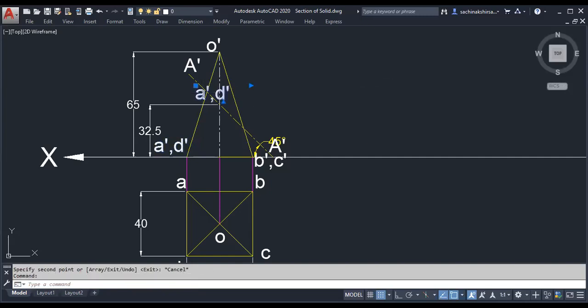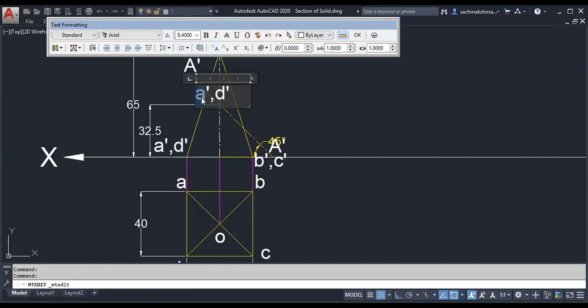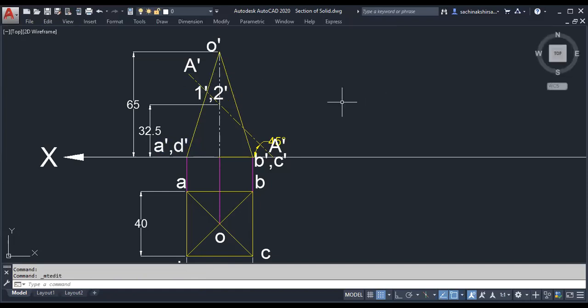That's why I will give 2 names, 1 dash and 2 dash. 2 points. Why have I given 2 points there? Did you understand? Because the cutting plane cut 2 edges there. Which 2 edges did it cut? OA, OD.